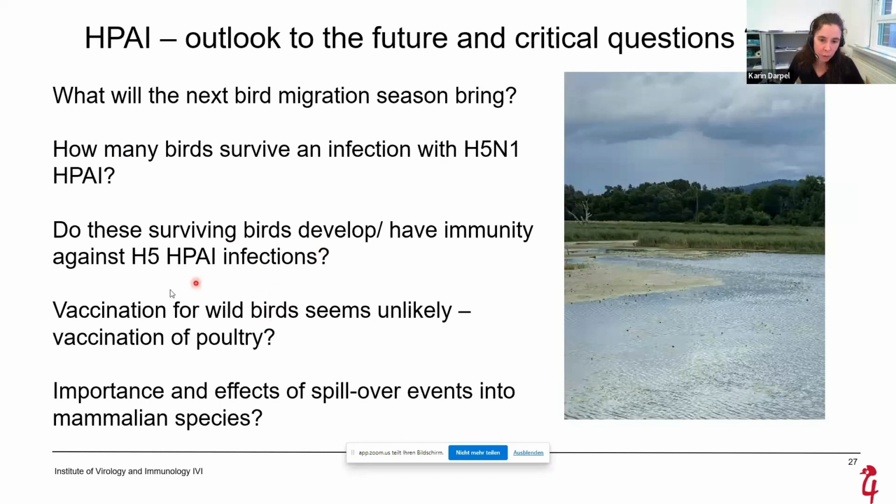Vaccination for wild birds does seem unlikely, but there are obviously attempts, trials and developments to consider vaccination of poultry. And then it's clearly of interest to monitor the importance and the effects of spillover events into mammalian species in the future.